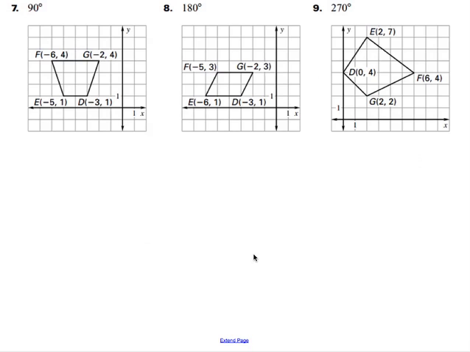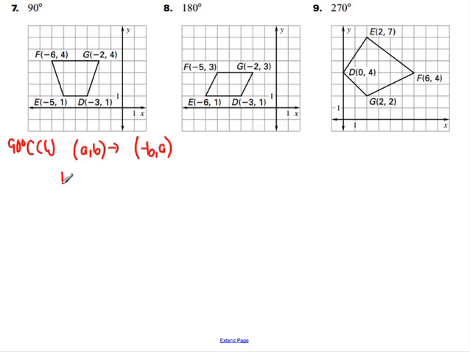Let's try this one. Let's just do the first one. It says 90 degree rotation. Let's just identify the points. So again, for a 90 degree counterclockwise rotation, if we start off with A, B, we're going to go through this and we're going to get the point negative B, or the opposite of B, A.